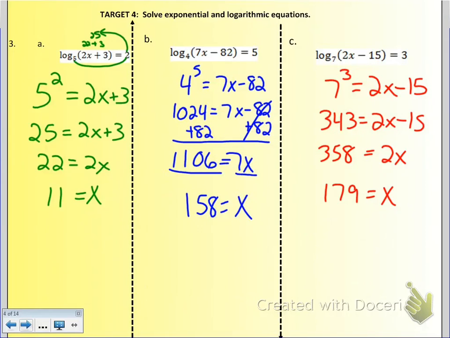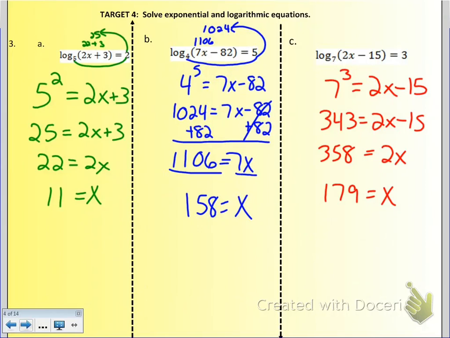We go back and plug it in to make sure it checks out. So 7 times 158 is 1,106. Minus 82 gives us 1,024. And 4 to the 5th is 1,024. So it all checks out. Yay! We like things when they check out.